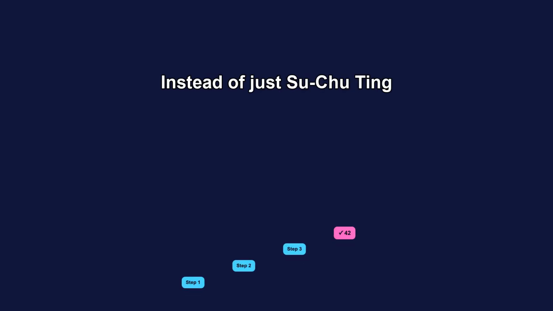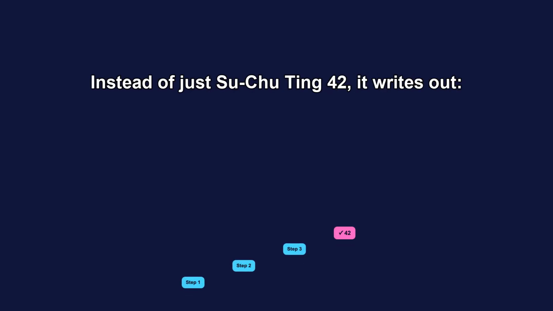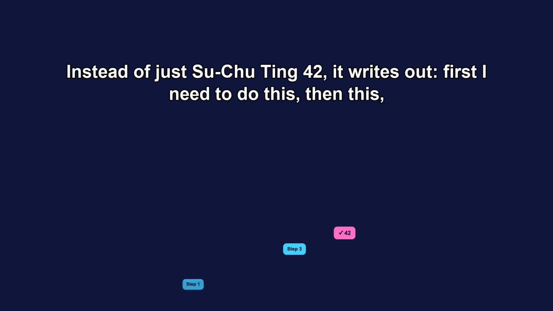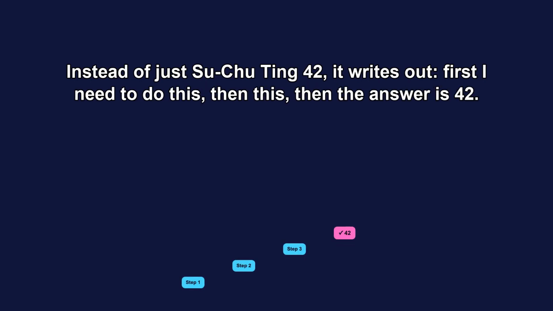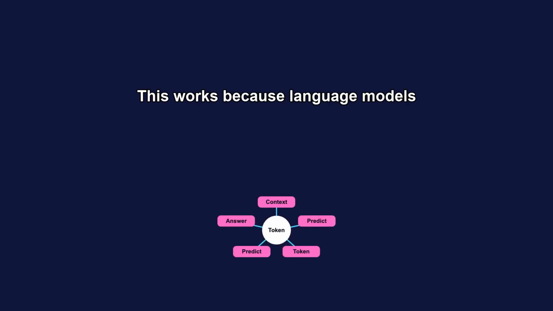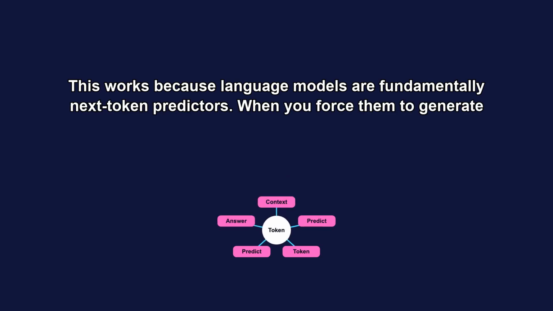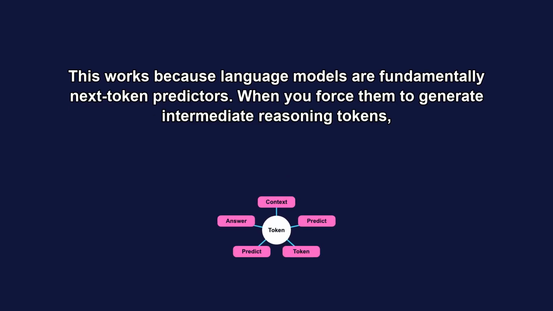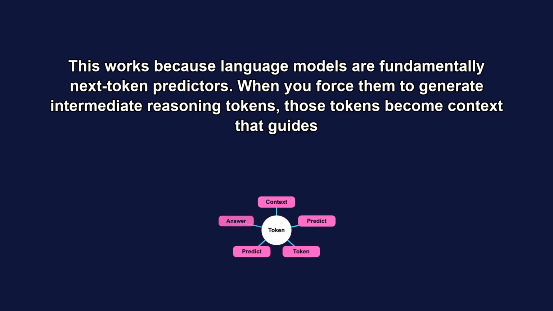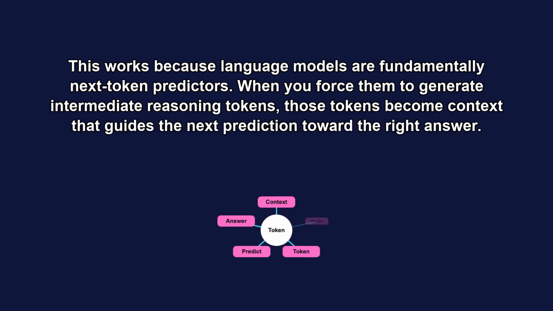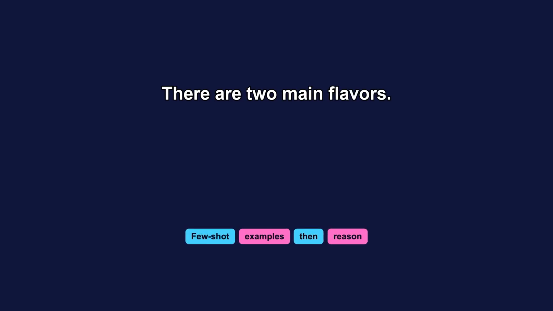Instead of just saying "42," it writes out, "First I need to do this, then the answer is 42." This works because language models are fundamentally next token predictors. When you force them to generate intermediate reasoning tokens, those tokens become context that guides the next prediction toward the right answer. There are two main flavors.